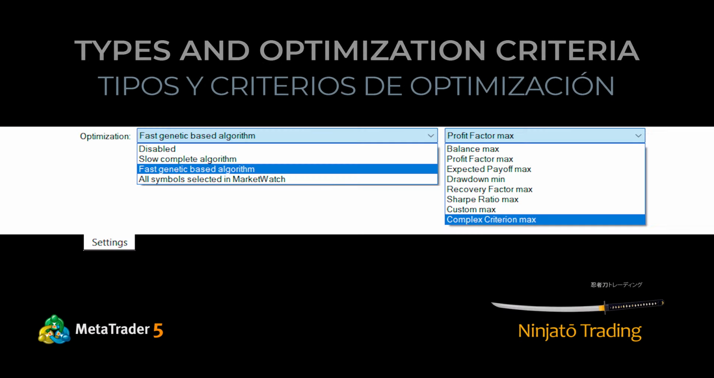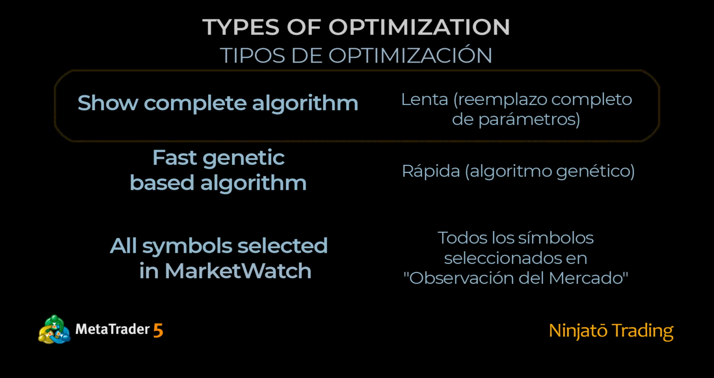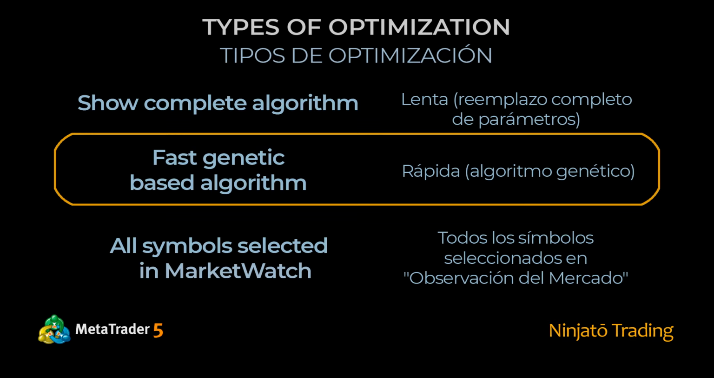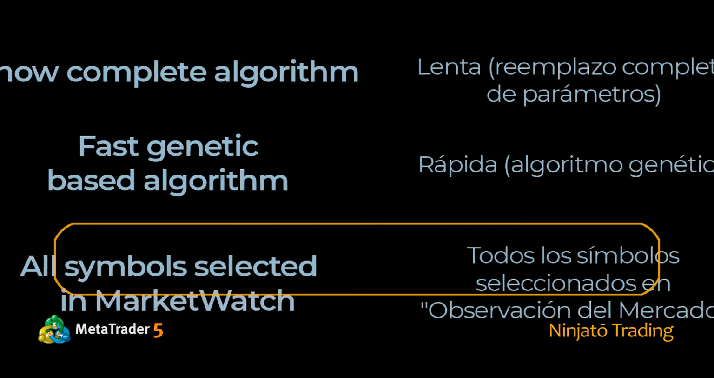Welcome. Hello. This video reviews the types and optimization criteria of the Strategy Tester in MetaTrader 5. We can find the two menus in the Configuration tab. The three options in the optimization menu are Show Complete Algorithm, Fast Genetic-Based Algorithm, and All Symbols Selected in MarketWatch.